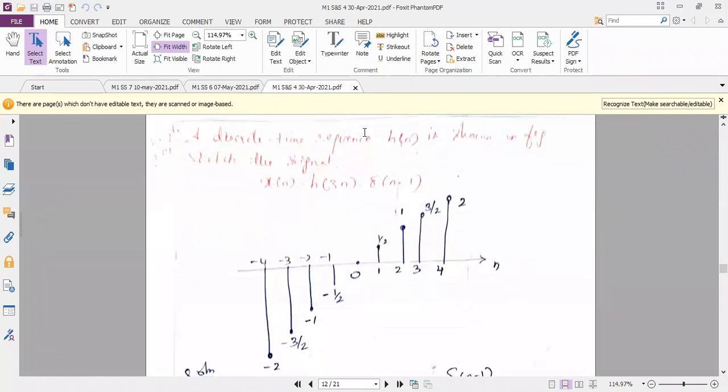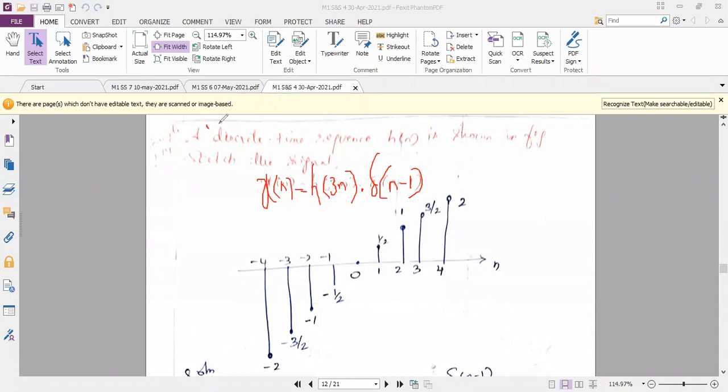This is a unique problem. Why am I telling it is unique? Because here x of n is given, which is equal to h of 3n multiplied with a delta function. In earlier problems, if u of n comes, we know how to do it. Even if the ramp signal r of n comes, we know how to do it. But in this problem, they have given delta of n minus 1. So this is a little unique. We will see how to solve this.